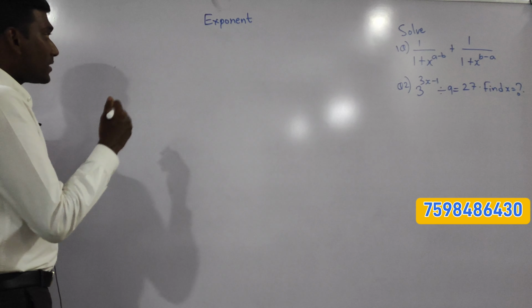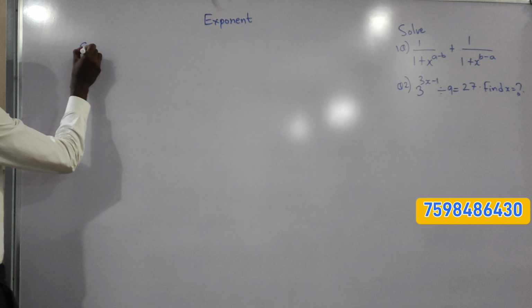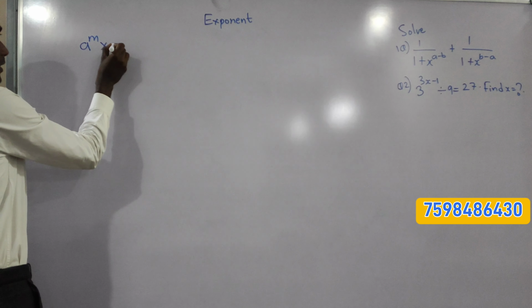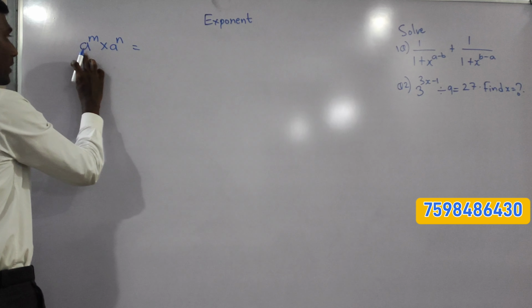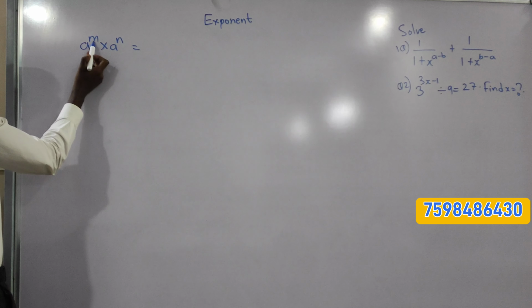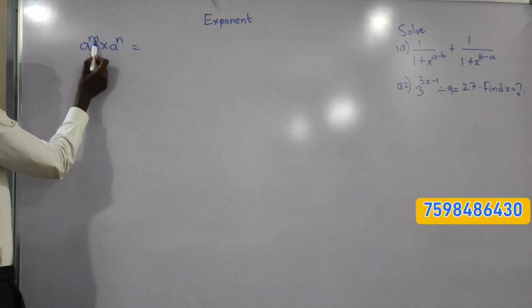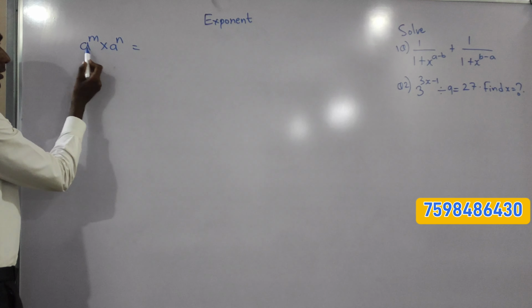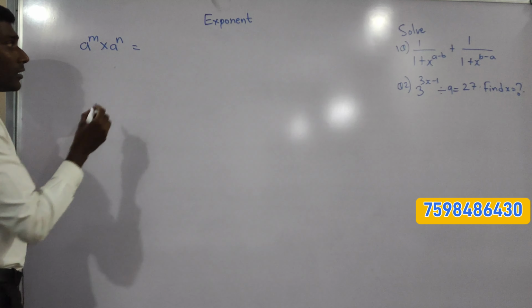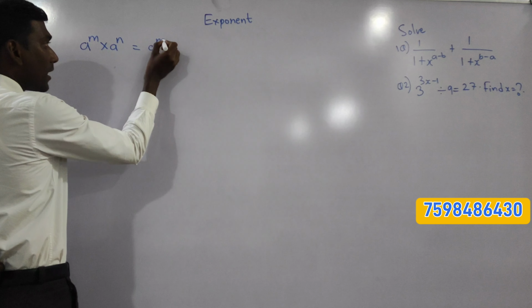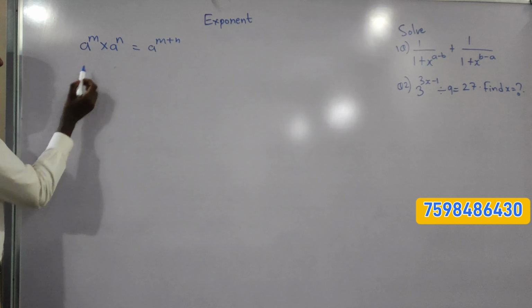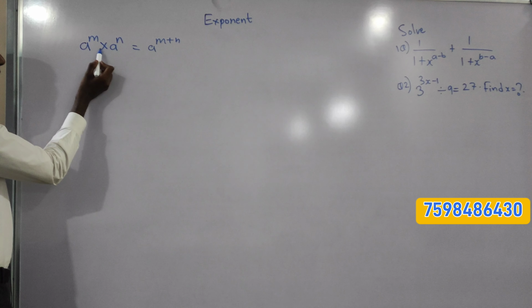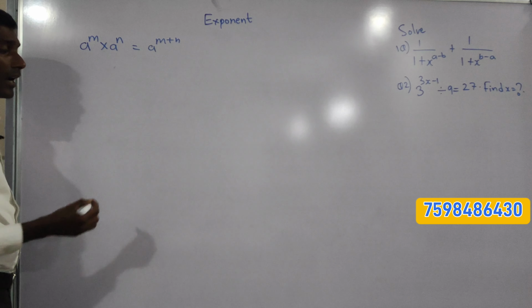Fine. So the basic formula here is that a to the power of m into a to the power of n, suppose this is the base and this is the power: the base is a and the power here is m and here it is n. You can see the base is the same but the powers are different. So I can take it as a to the power of m plus n. You need to understand, when the things are multiplied, the powers can be added.